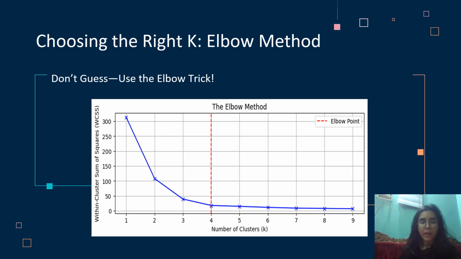As the graph shows, K is on the x-axis and WCSS on the y-axis. As K increases, error decreases. At a certain point, adding more clusters doesn't significantly reduce the error anymore, and the curve forms an elbow. This point is usually the best choice for K. It helps prevent both underfitting and overfitting the data.